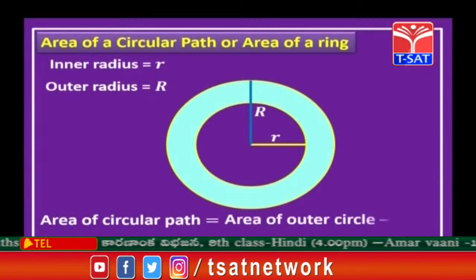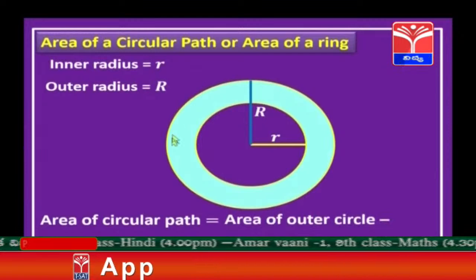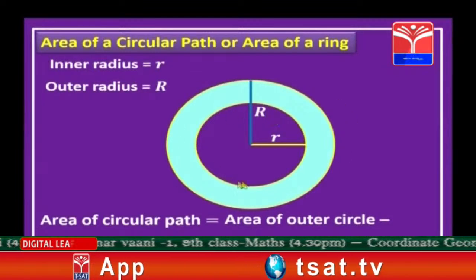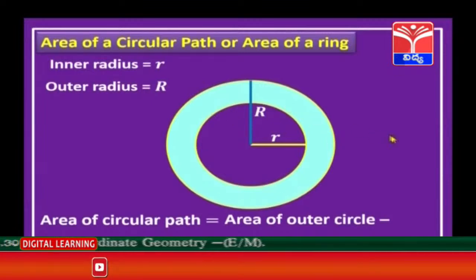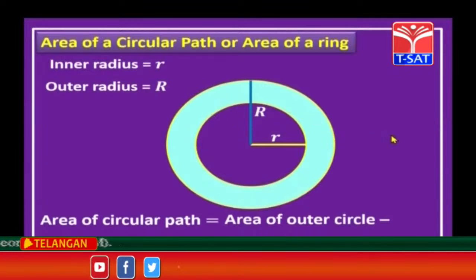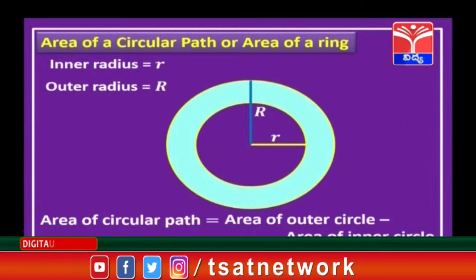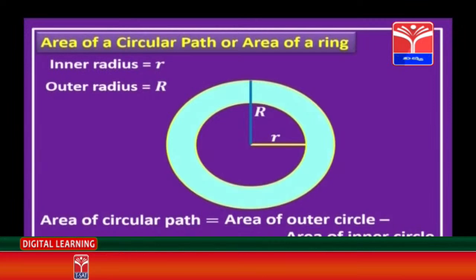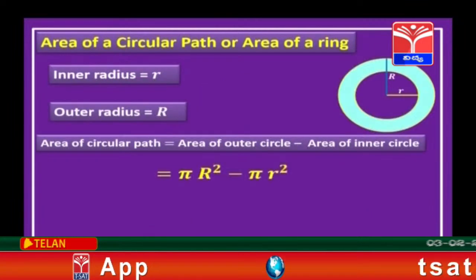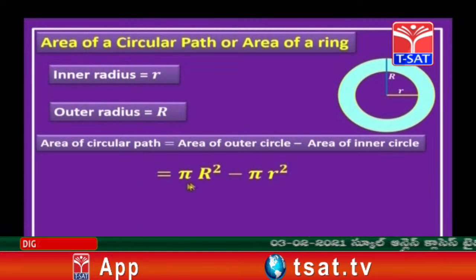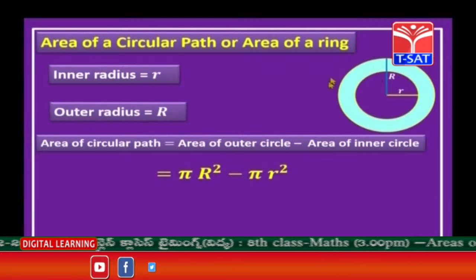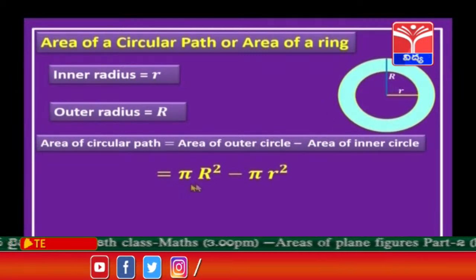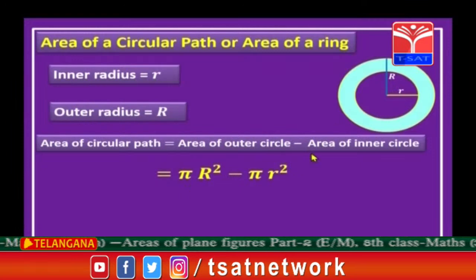Yes, I can say from this outer circle, that is from this bigger circle, if I remove the smaller circle, I get the area of this circular path, which is given by area of outer circle minus the area of inner circle. Now let us substitute this formula, children, that is area of outer circle and area of inner circle. So area of outer circle is pi r square. So whatever it is, area of circle is pi r square. So outer circle radius is capital R, so we are writing pi capital R square minus area of inner circle.